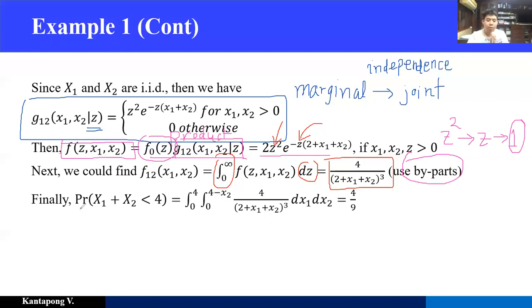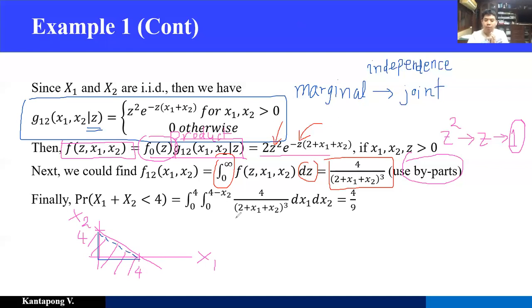So the probability that x1 plus x2 is less than 4, we can get something like this. We draw the diagram, x1, x2, and we have this one 4, this one 4. We're going to get only this area. How are we going to get this area? Because C1 and C2 must be greater than 0, the area is this one and this one, the dotted region.